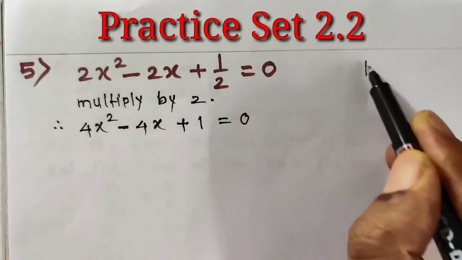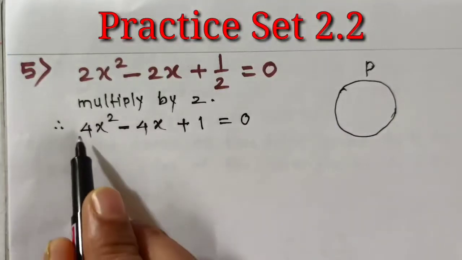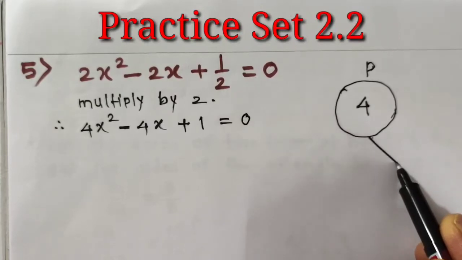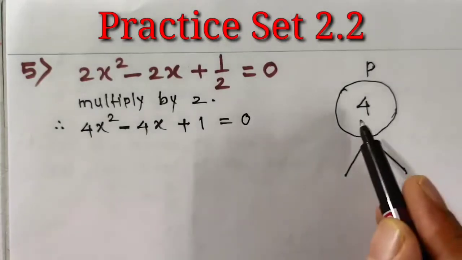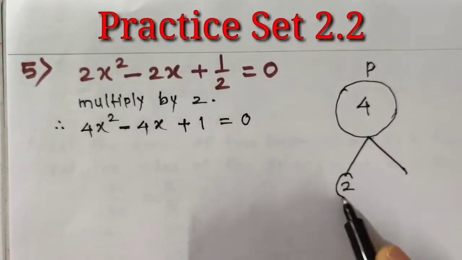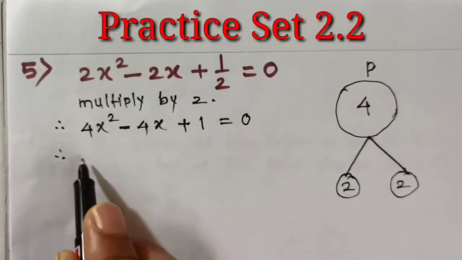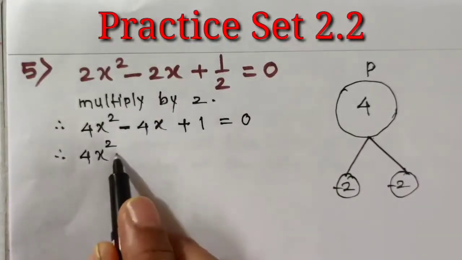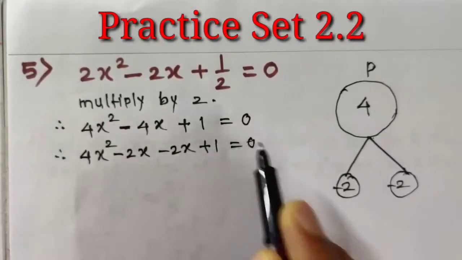Now what is our product? You know, the sign is plus. So 4 into 1 is 4. Find the two factors whose product is 4 and their sum is 4: 2 and 2. So tables play an important role; you must know the tables at least up to 25. So the first term 4x square as it is, minus sign in both because the middle term is negative, minus 2x minus 2x plus 1 is equal to 0.